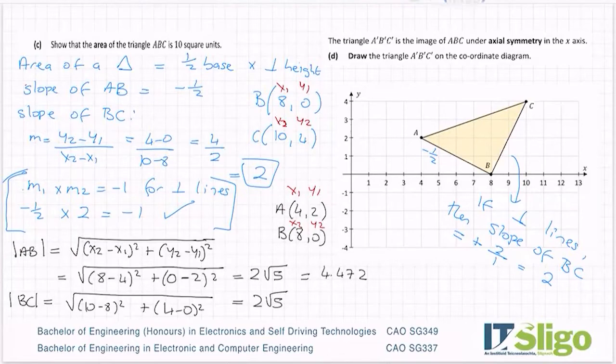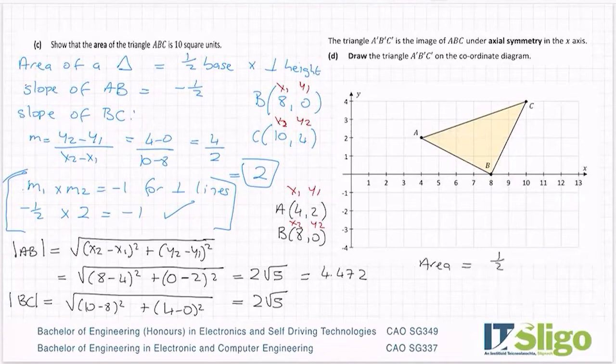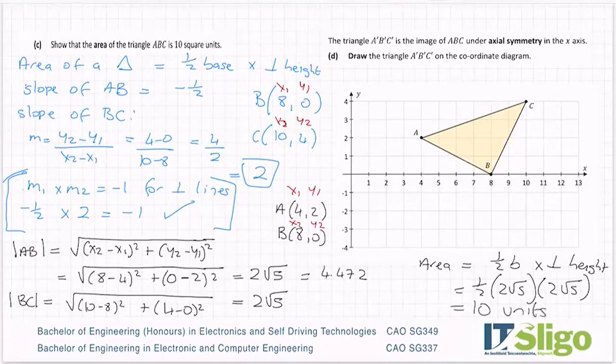Okay, so then if I'm going to get the area of the triangle, area is equal to half the base by the perpendicular height. So it's half of 2 root 5 by 2 root 5. And again, I just put that into the calculator exactly as it's written there. So a half bracket 2 root 5, come out from under the square root sign and close your bracket. Open up a new bracket, 2 root 5 again, go over so you're out from under the square root sign, close your bracket again. So it's 10 units squared.